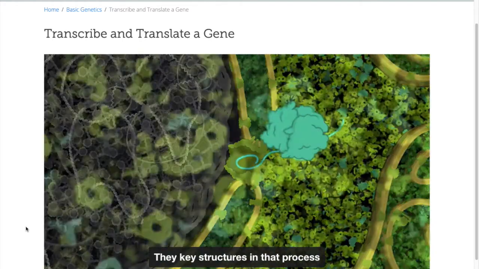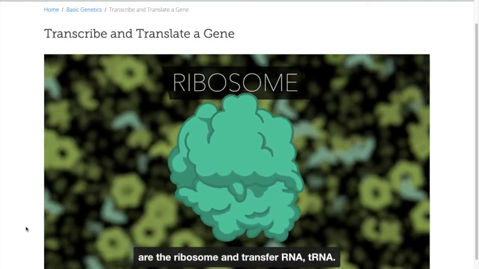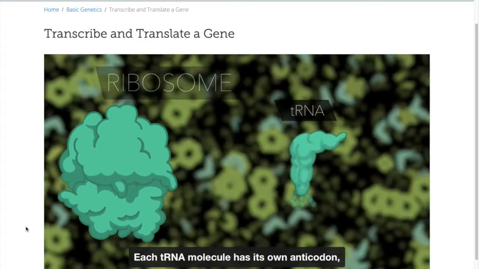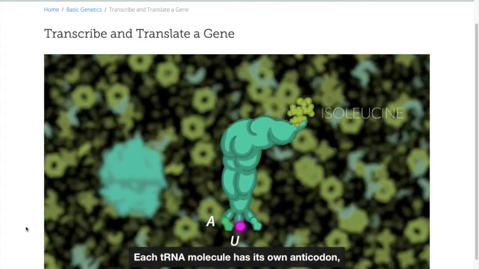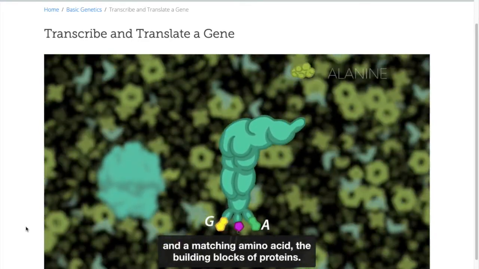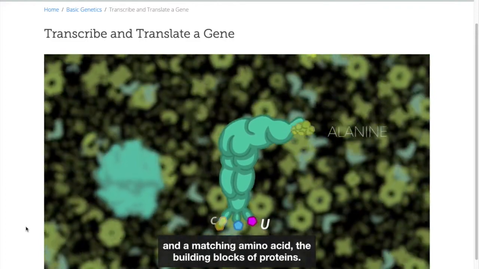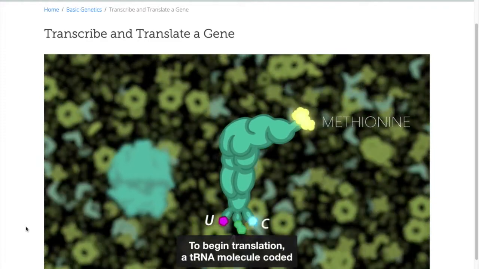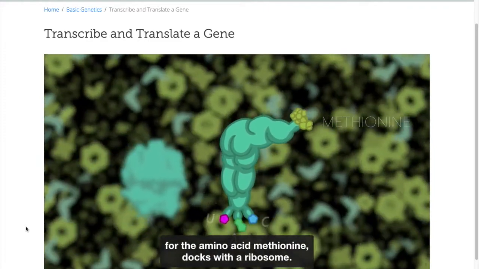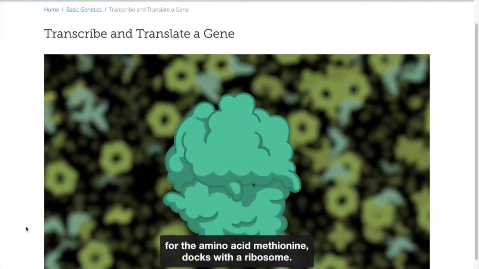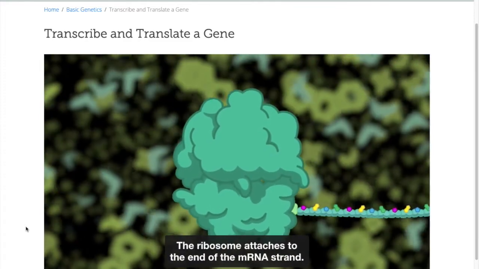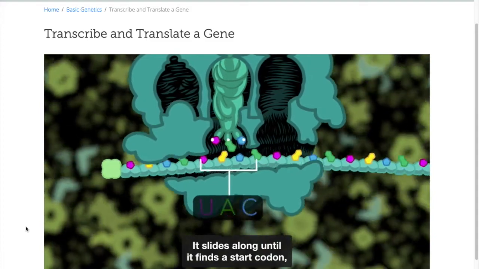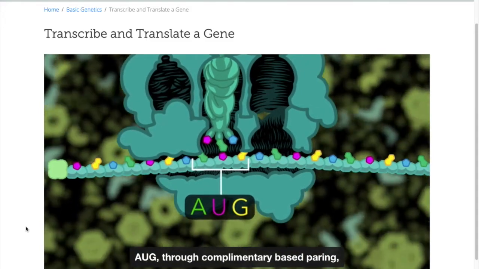The key structures in that process are the ribosome and transfer RNA, tRNA. Each tRNA molecule has its own anticodon and a matching amino acid, the building blocks of proteins. To begin translation, a tRNA molecule coded for the amino acid methionine docks with a ribosome. The ribosome attaches to the end of the mRNA strand. It slides along until it finds a start codon, AUG.